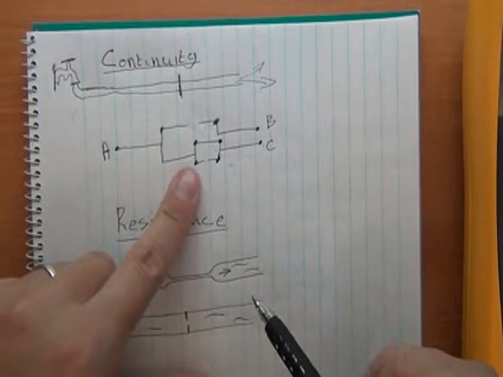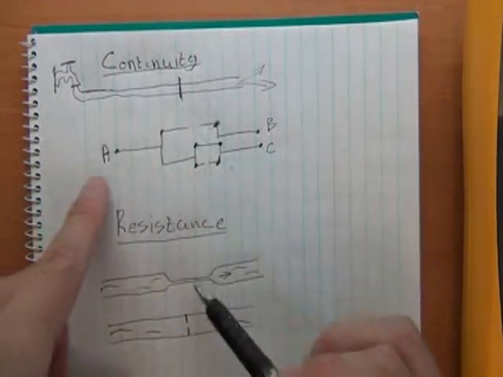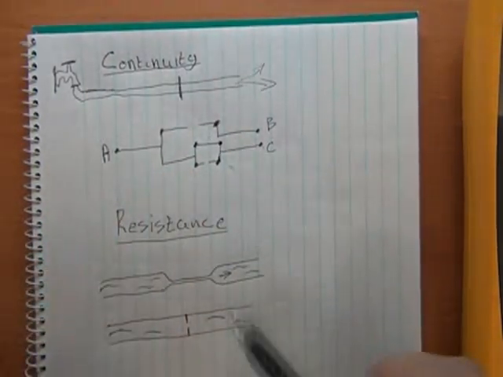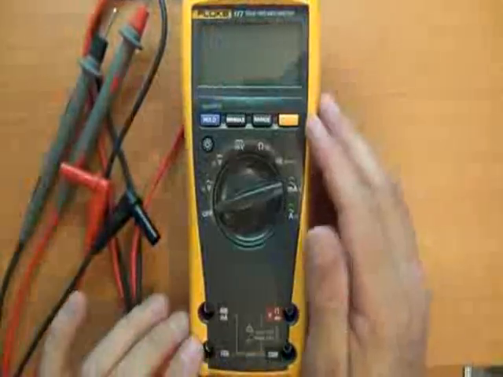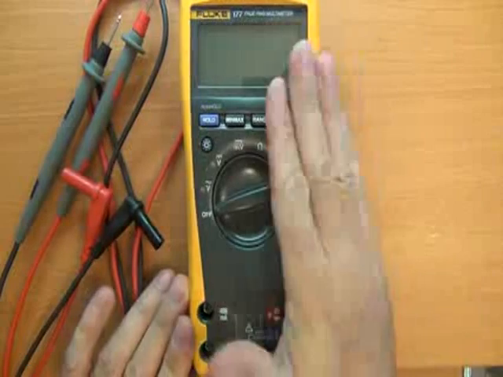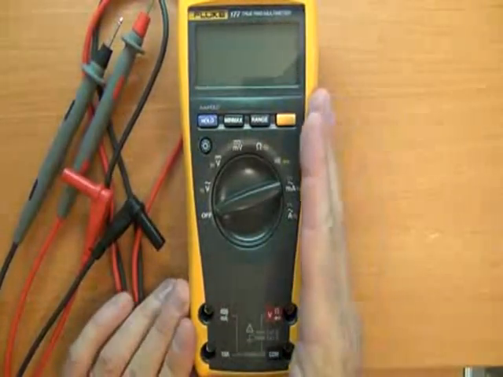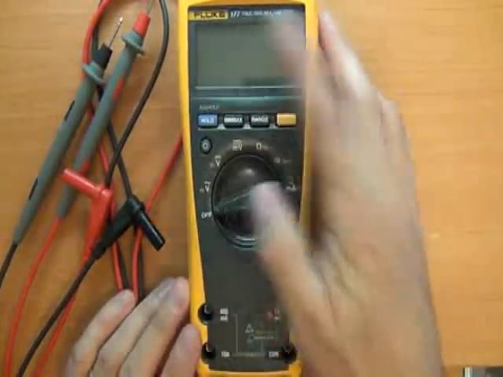Right, so that's continuity. And I tell you what, before we get onto resistance, let's have a quick look at the multimeter and see how we can do a continuity check. Okay, so we've got our multimeter, it's switched off at the moment, and I said for this exercise we've got the Fluke 177.